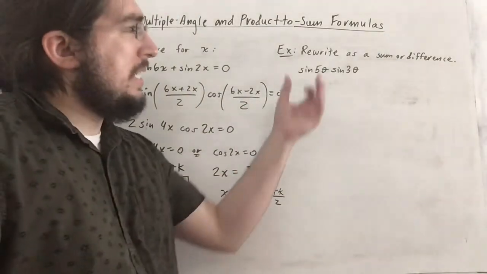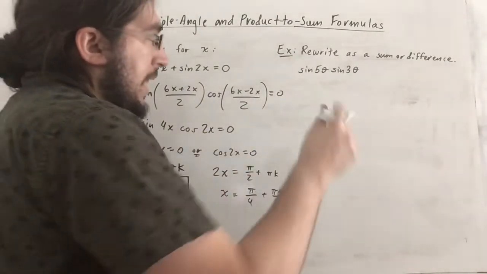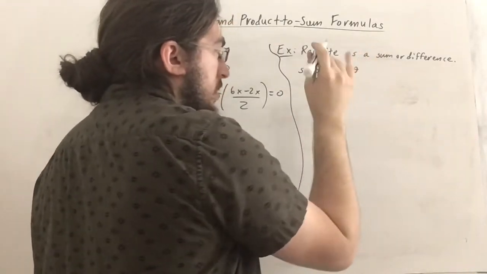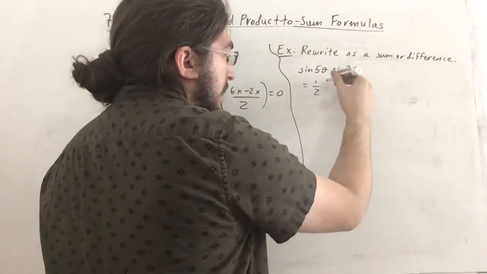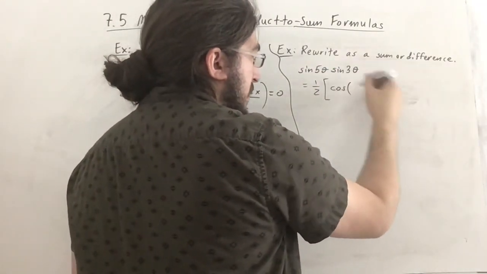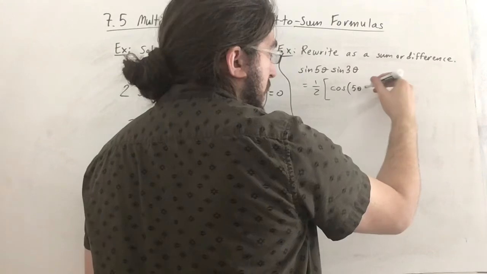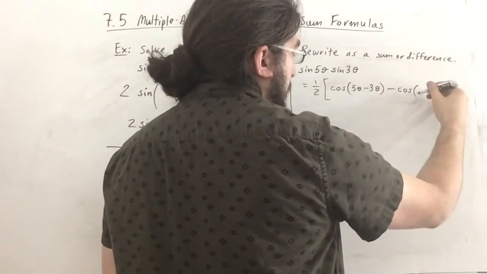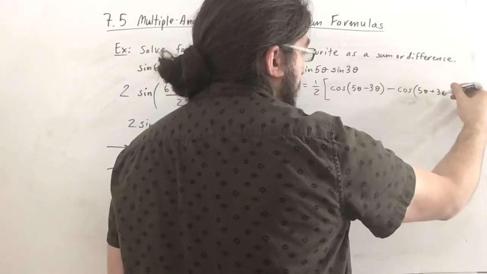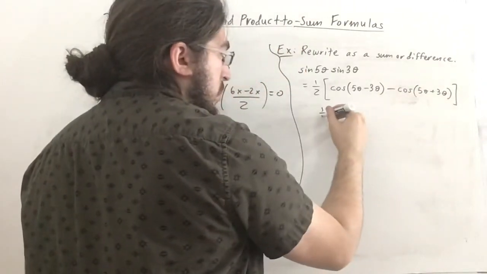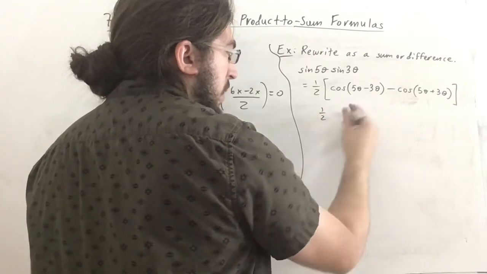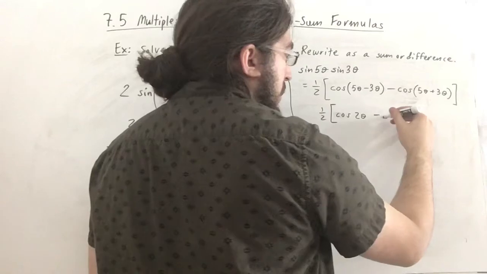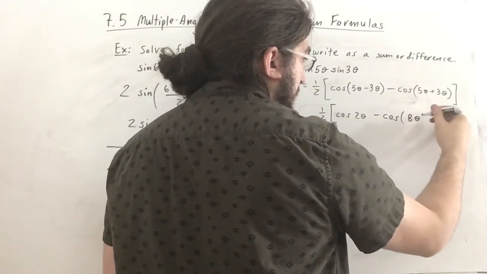And so here we're asked to write this as a sum or difference. Now in the case of sine times sine from the product to sum formulas, this is actually going to be a difference. It's 1/2 times cosine of the difference of the two angles, so 5 theta minus 3 theta, minus cosine of the sum of them, so 5 theta plus 3 theta. So in total what this amounts to is 1/2 cosine of 2 theta, like that, minus cosine of 8 theta.